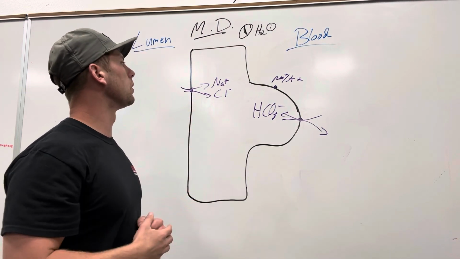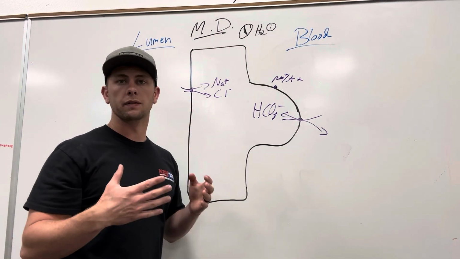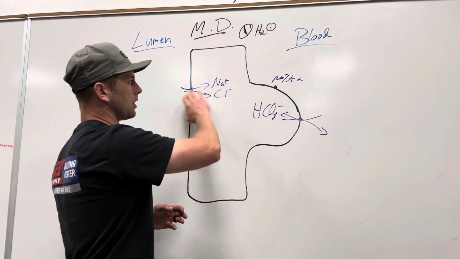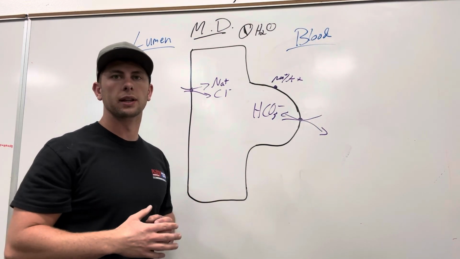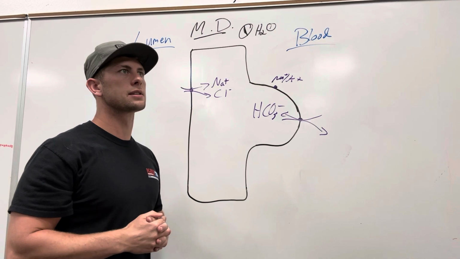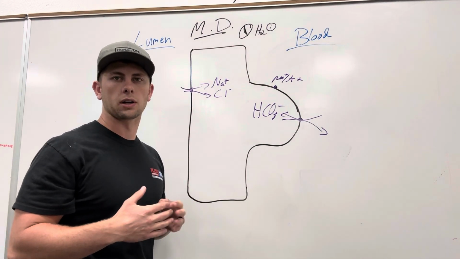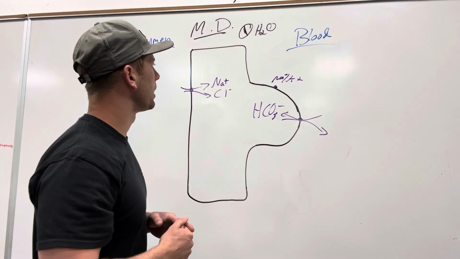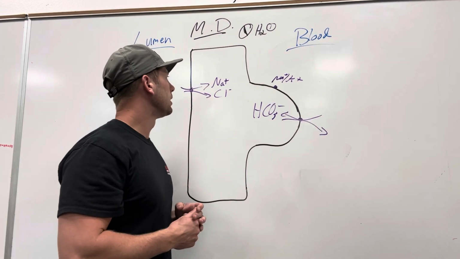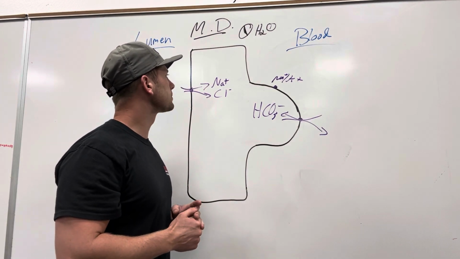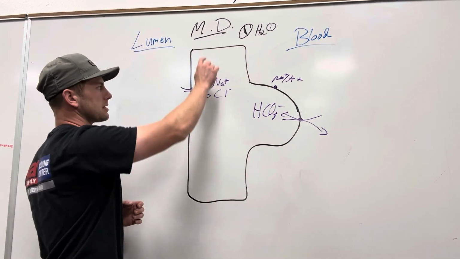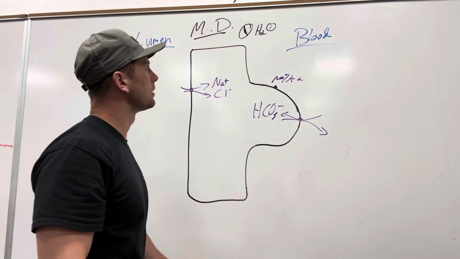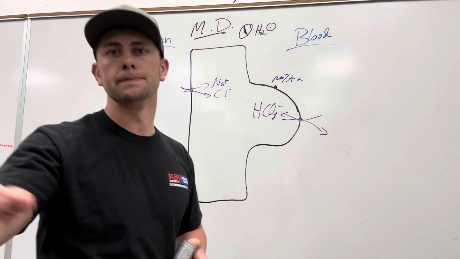If we have a bunch of NaCl, they'll come in and these cells will sense it and will release adenosine or nitric oxide, depending on what we need and what we want. We're going to go into that regulation a little later, but that's what the macula densa cells do: they sense this NaCl, if there's too much or too little.